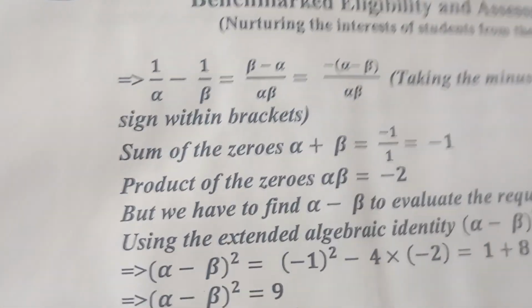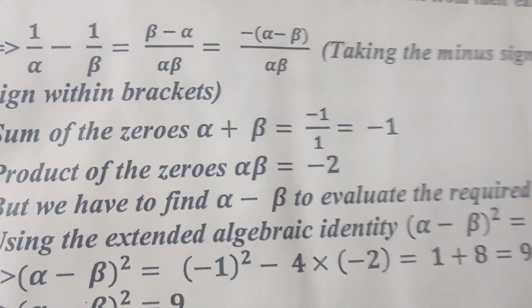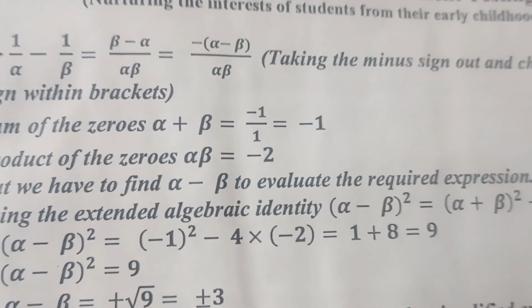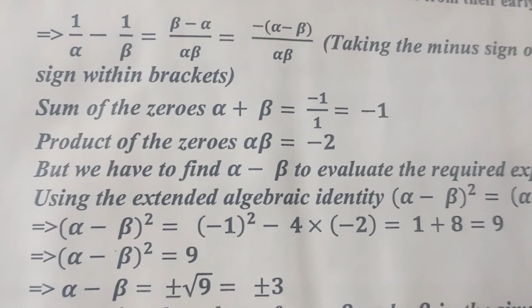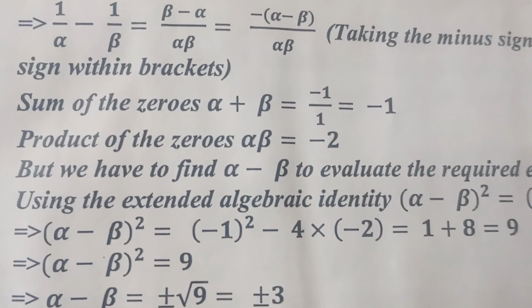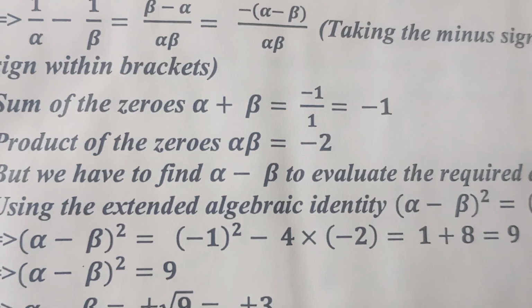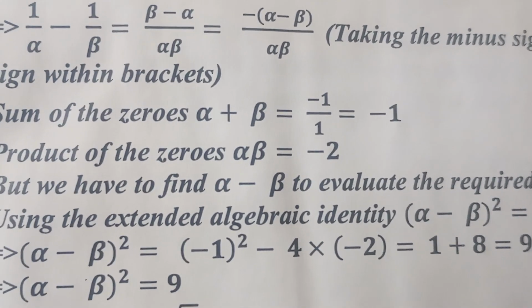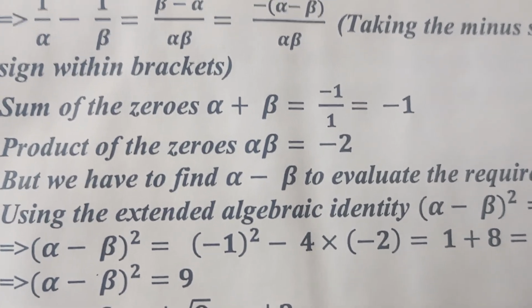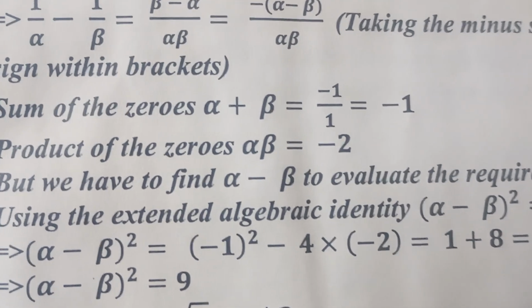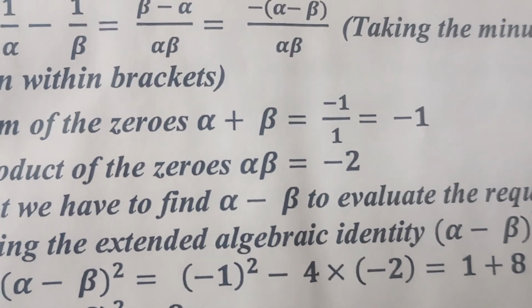First, we will try to simplify this. Not a difficult thing at all. LCM of alpha and beta, the denominator, we can take it as alpha beta. So 1 by alpha minus 1 by beta is just beta by alpha beta minus alpha by alpha beta. So beta minus alpha by alpha beta.